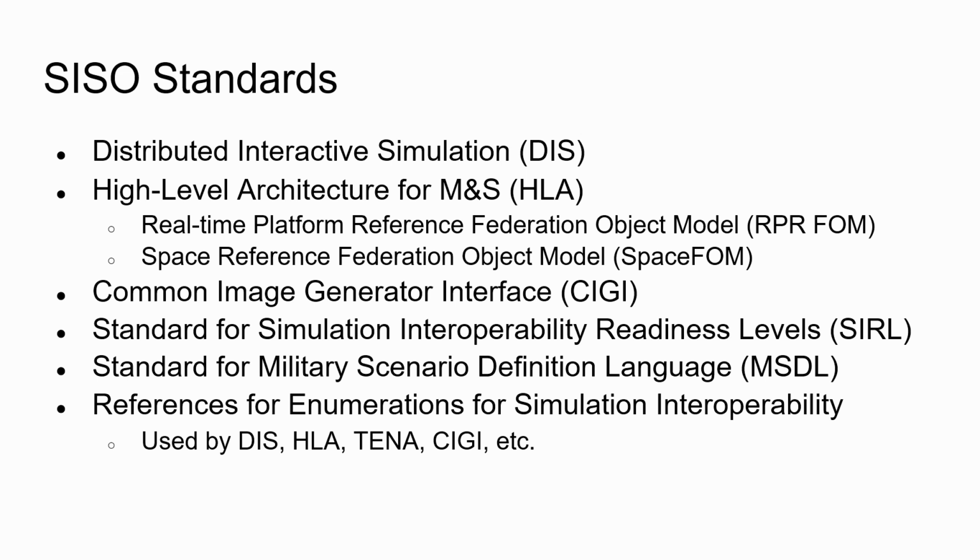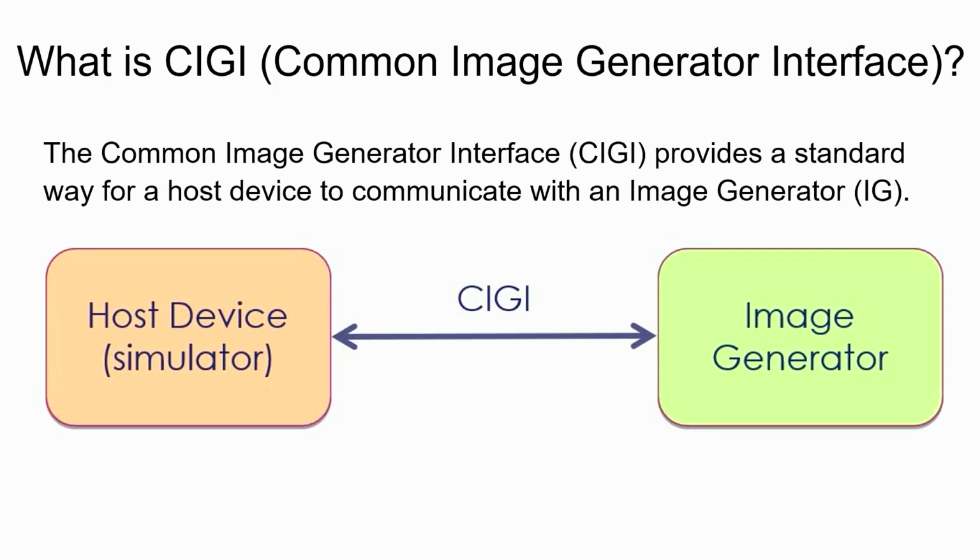I'm going to talk about one standard that is particularly relevant to visual systems, and that is the Common Image Generator Interface, right? So by image generator, I just mean your visual application. These days, you might be using Unity or Unreal for something like that, but over the decades, there have been a number of different IGs, image generators, in our community. CIGI allows one or more visual applications to be controlled by an external host using a specified collection of network messages.